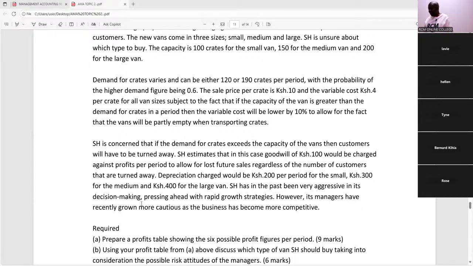They have been risk takers, but given the changing of the business landscape, there is a possibility that some of the directors in this case here are becoming what here? Apprehensive. They're becoming pessimists. So they want me to prepare a profit table or a payoff table showing the 6 possible profit figures per period, 9 marks.